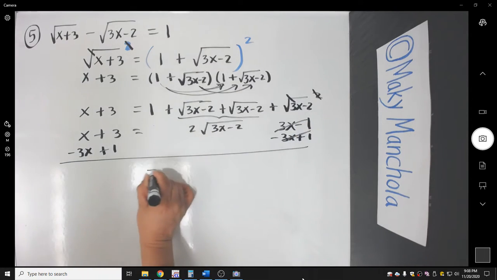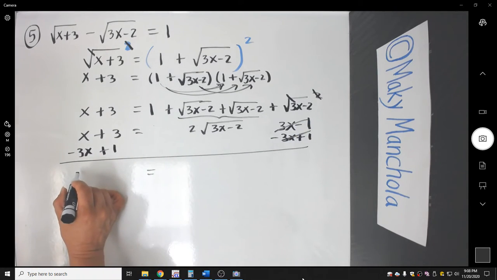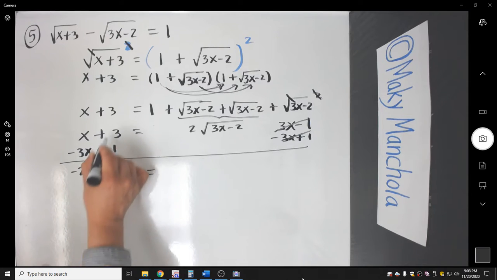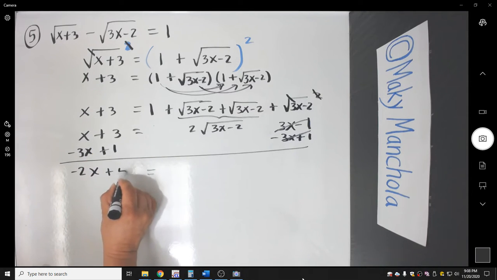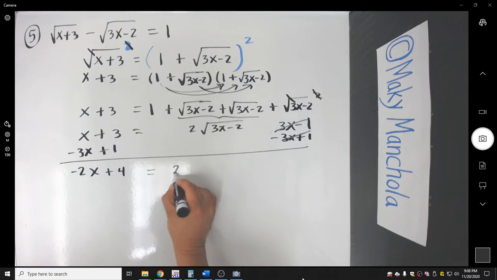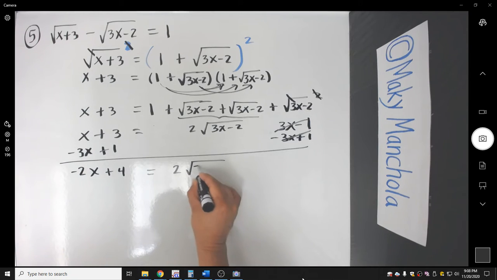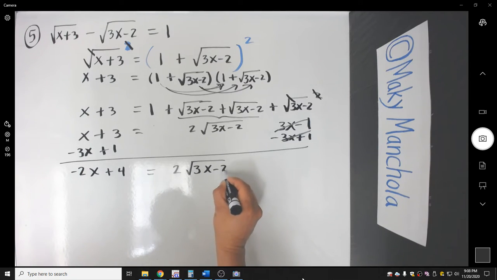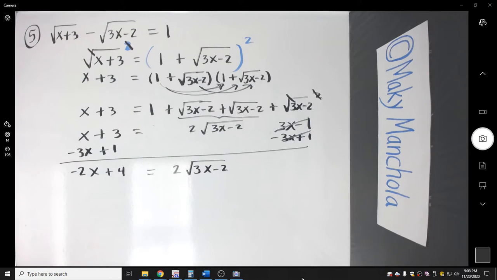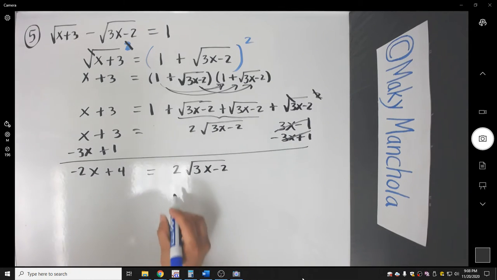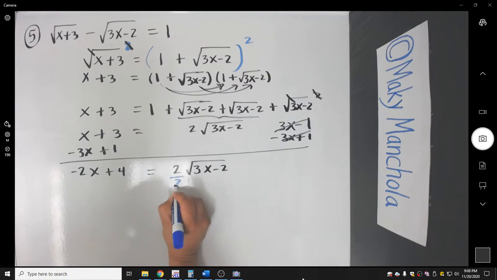Cancel. x minus 3x is minus 2x. 3 plus 1 is 4. Now, if we want to strictly isolate the radical, we should divide by 2. Although, if we don't divide by 2, we could still get rid of the radical by squaring both sides. But in this problem, if we divide by 2, we make the equation simpler. So let's divide both sides by 2.